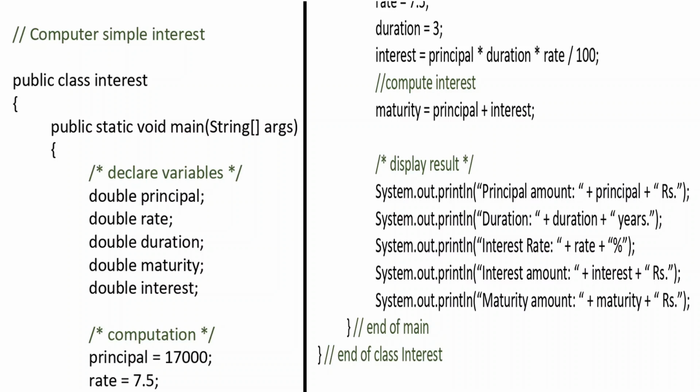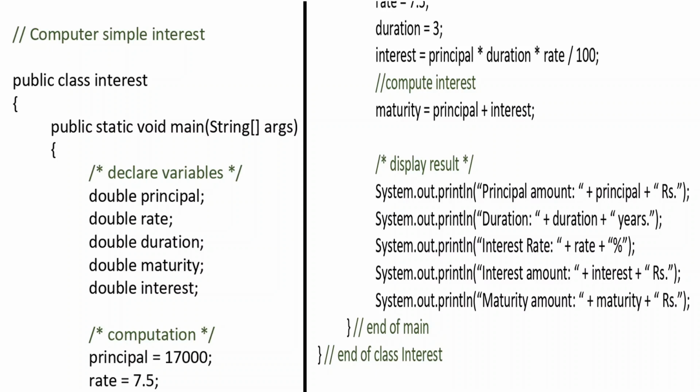And now we are calculating interest. As you know, the formula of simple interest is principal amount multiplied by duration multiplied by rate of interest and whole divided by 100. So that is, we computed interest. Now maturity amount would be principal amount plus interest. And then finally we are displaying the result.